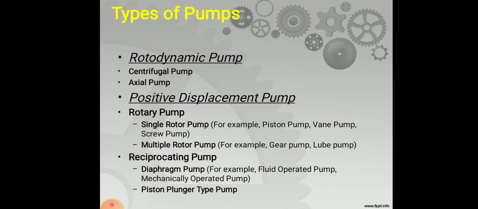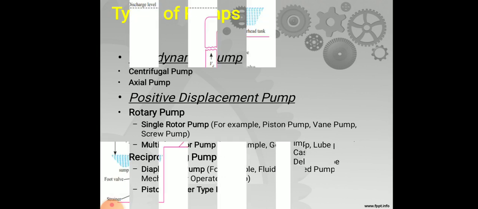Types of pump. There are two types of pump. Rotodynamic pump: in rotodynamic pump, there are centrifugal pump and axial pump. Another type is positive displacement pump. In positive displacement pump, there are rotary pumps, single rotor pumps, for example piston pump, vane pump, screw pump; multiple rotor pumps, for example gear pump, lobe pump; and reciprocating pumps, diaphragm pumps, for example fluid operated pump, mechanically operated pump, and piston plunger type of pump.